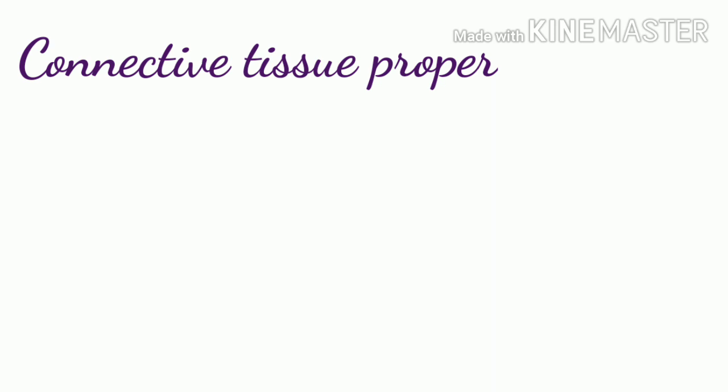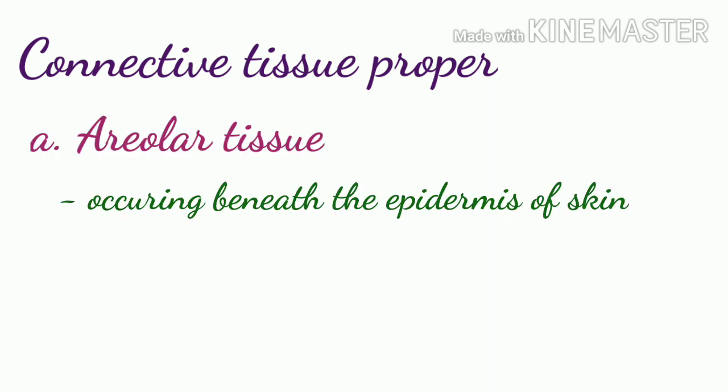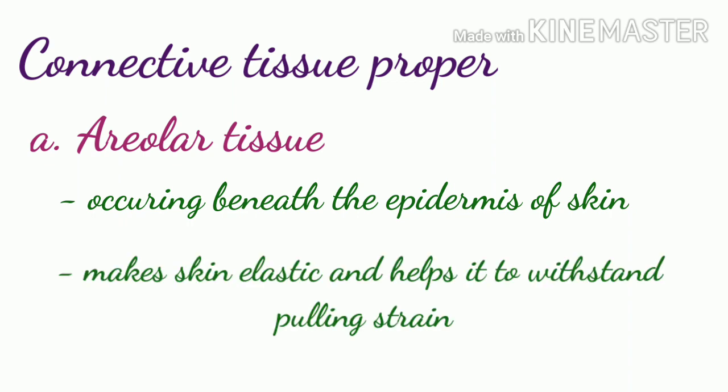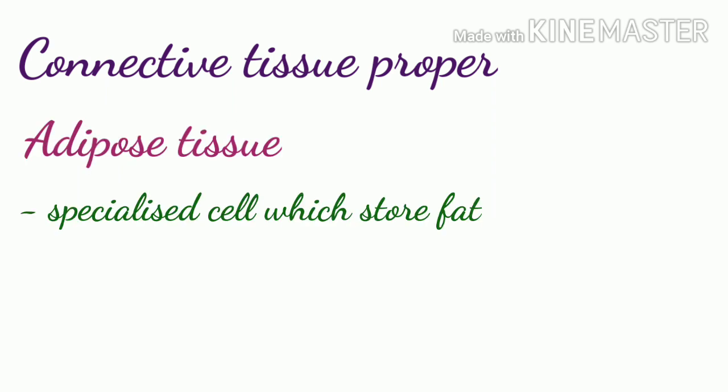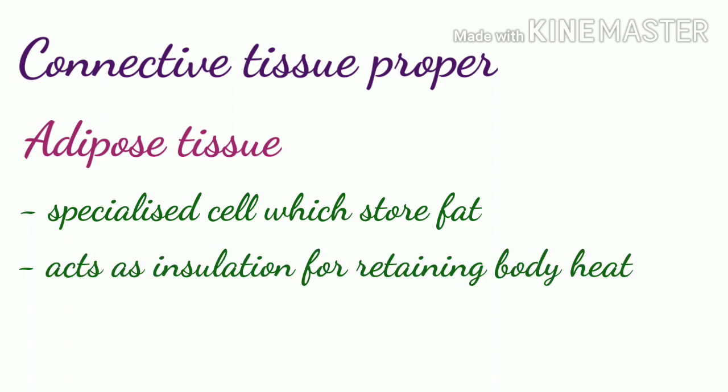Its 3 subcategories are 1. Areolar or the packing tissue. It is most widely spread, occurring beneath the epidermis of the skin. It makes the skin elastic and helps to withstand pulling strain. Second one, adipose or fat tissue. It has specialized cells which store fat. This tissue forms padding under the skin and around the kidneys, eyeballs, etc. Padding under the skin acts as an insulation for retaining the body heat.